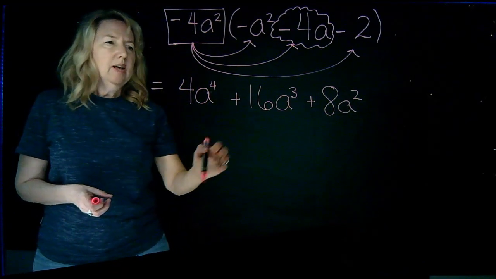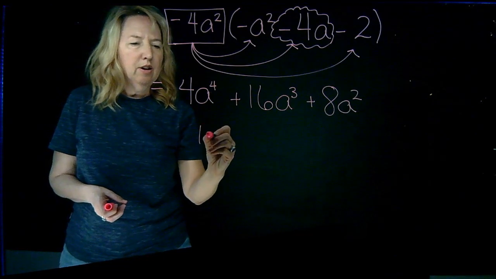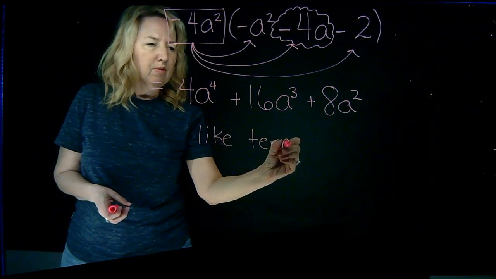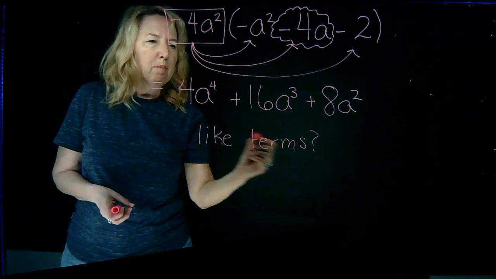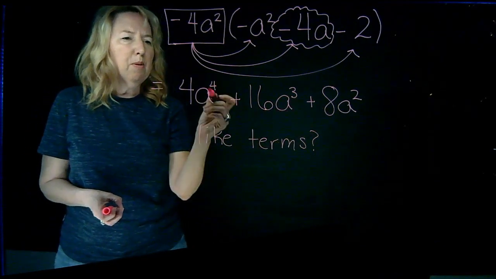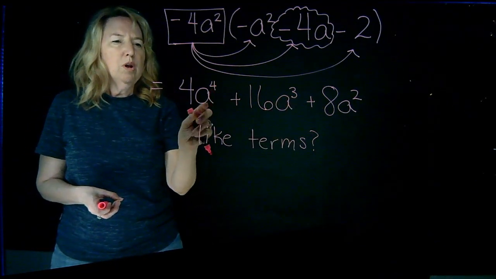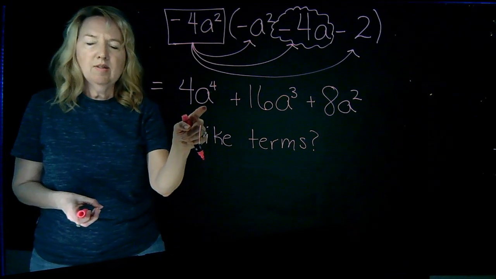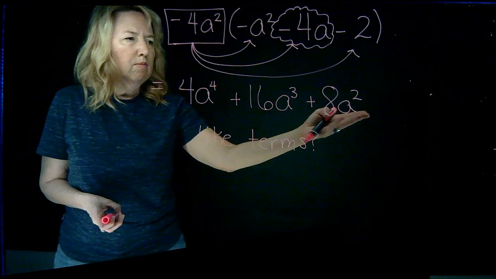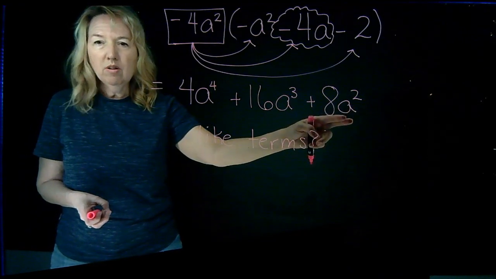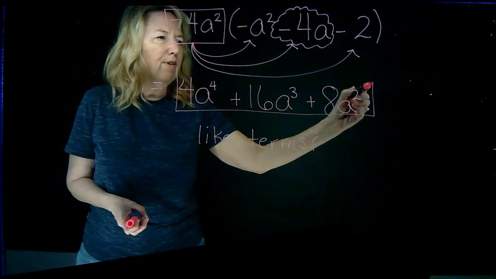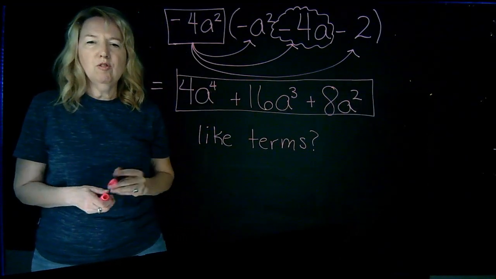From here, if you had any like terms, you would combine those. But we don't have any like terms. The variable is the same, but the power is different. So what you're looking for is any other a to the 4ths. No, there's no other. A to the 3rds? No, there's no other. A squareds? No, that's it. So this is actually simplified as far as it can be. That's your final answer.